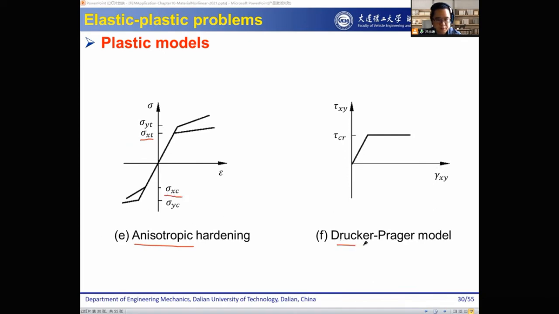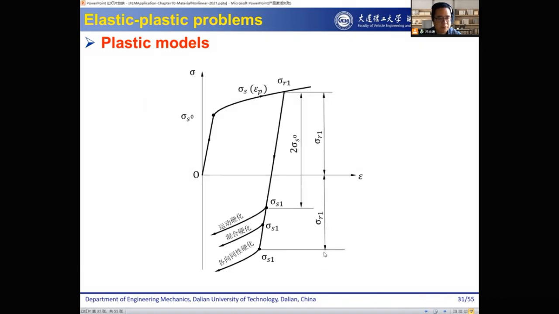And then we have the Drucker-Prager model, which means we use shear stress as the criterion for plastic deformation. So then we put them all together, and we have these curves. This is a linear stage, and then the yield point. Then we have the plastic stage, and then we do the unloading, and then they have different paths.